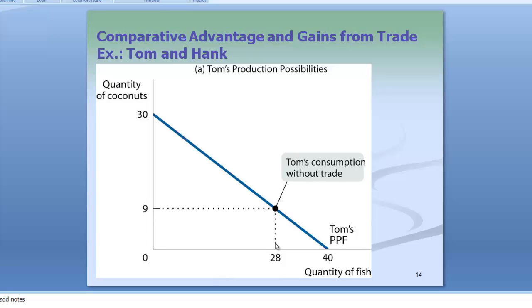To calculate Tom's comparative advantage, we first have to understand his opportunity cost of production. What does he give up in order to produce another good? So what does Tom give up if he produces 40 fish? If he produces 40 fish, he gives up all of his coconuts. So he gives up 30 coconuts. In order for Tom to gain from trade, there must be someone for him to trade with. So now we will introduce Hank.